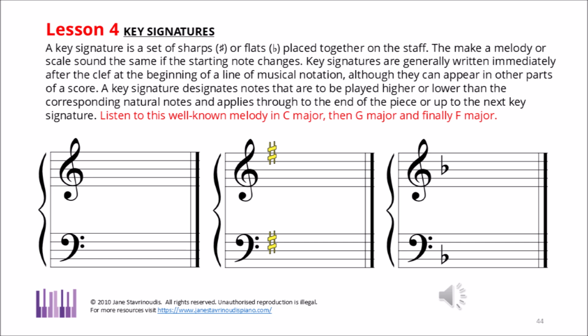You will need to memorize these key signatures. Make sure that you are clear that C major does have a key signature and that it is no sharps or flats. G major has the key signature of F sharp, and F major has the key signature of B flat. Listen to this well-known melody in 3 different keys of C major, G major, and F major. Notice how the melody itself doesn't change, and nor are the chords that are used underneath, because if this piece is in C major, it only uses white notes. If it's in G major, all the Fs are sharpened, and if it's in F major, all the Bs are flattened.